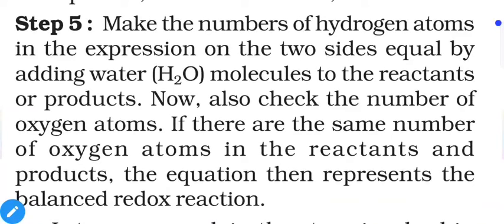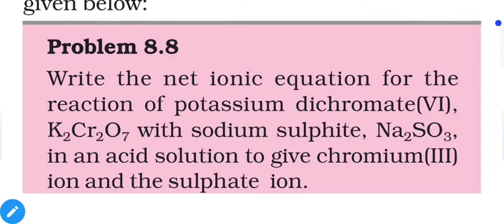Next, make the number of hydrogen atoms in the expression on the two sides equal by adding water molecules to reactants and products, as per our requirement. If the number of hydrogens is more on the product side, then we have to put water molecules on the reactant side. If the number of hydrogens is more on the reactant side, then put water molecules on the product side. And last thing, now check the number of oxygen atoms as well. If there are the same number of oxygen atoms in the reactants and products, the equation then represents the balanced redox reaction. Now let's discuss the same points with a suitable example.